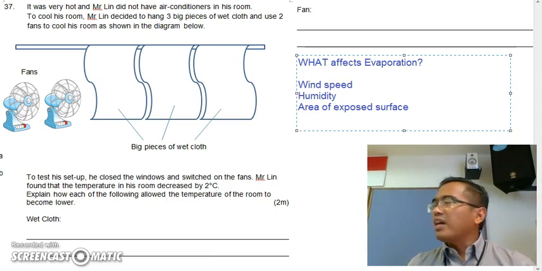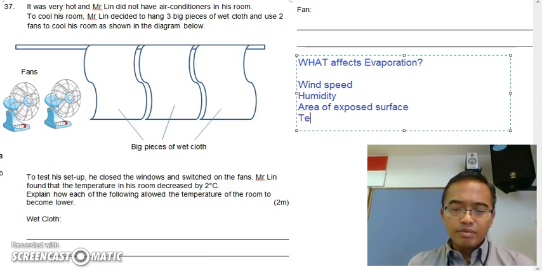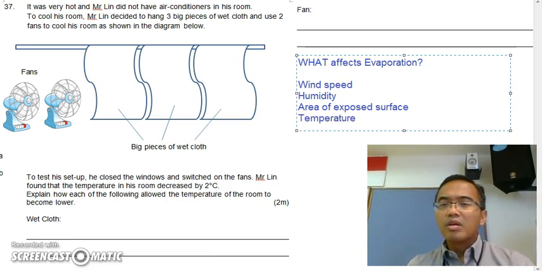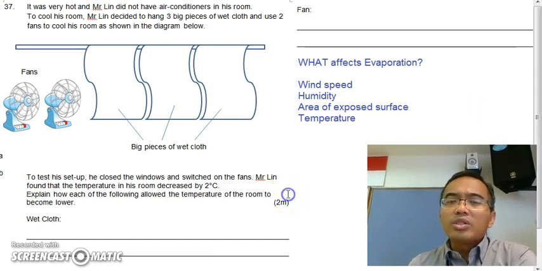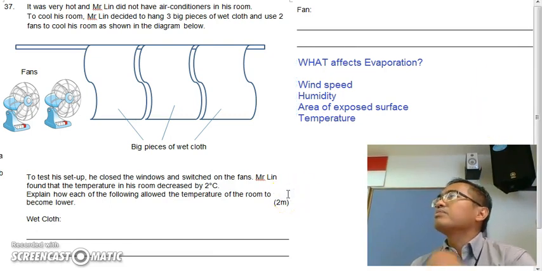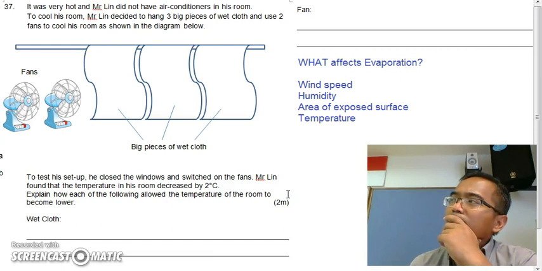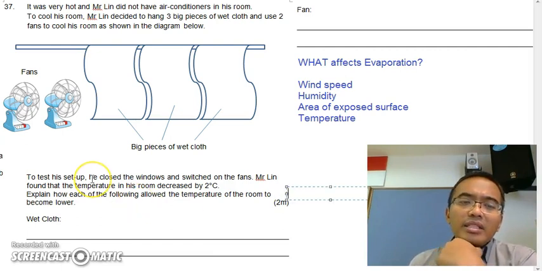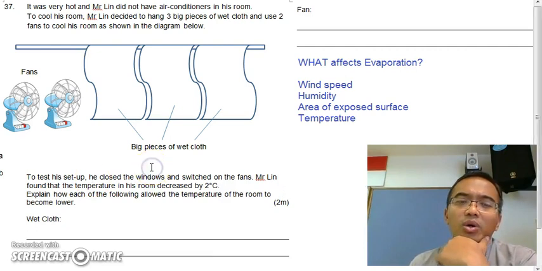Area of exposed surface. What is T? Alright, so let's look. To test his setup, he closed the windows.